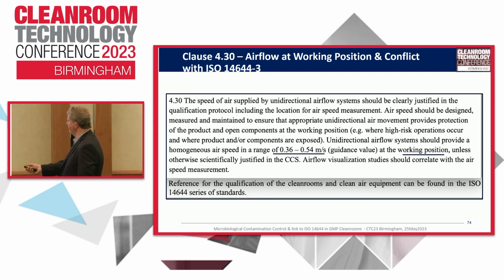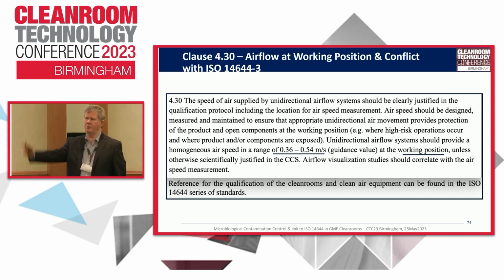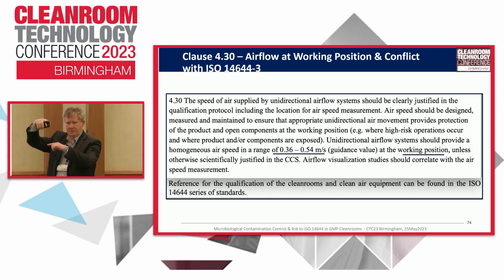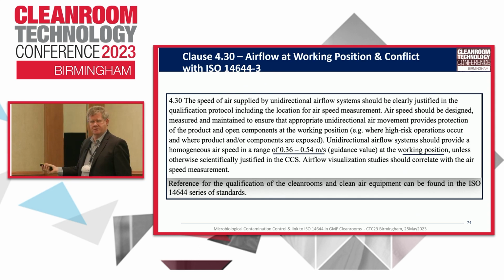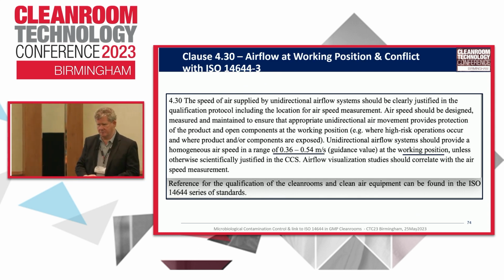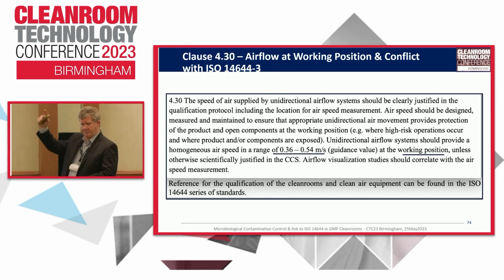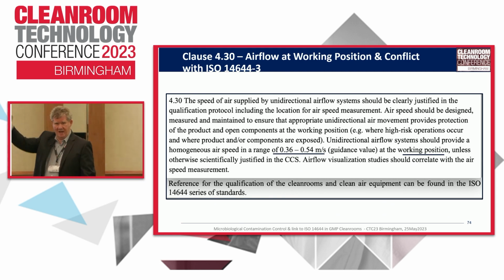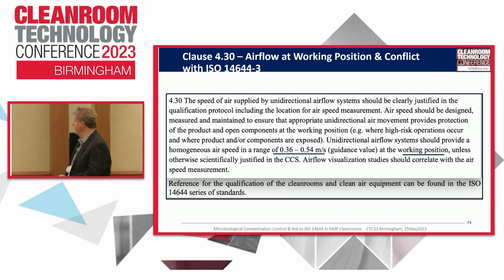Unidirectional systems should provide a homogeneous airspeed in the range of 0.36 to 0.54 at the working position. And by the way, the reference on how you do this is in 14644. So -3 says 30 centimeters up here, below the filter. Okay? Where's your working position? It varies depending on your process. So now you're required to get 0.36 to 0.54 up there and down here at the same time.